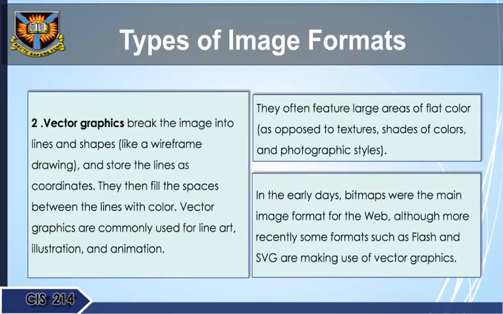Two, vector graphics. Break the image into lines and shapes like a wireframe drawing and store the lines as coordinates. They then fill the spaces between the lines with color. Vector graphics are commonly used for line art, illustration, and animation. They often feature large areas of flat color as opposed to textures, shades of color, and photographic styles. In the early days, bitmaps were the main image format for the web, although more recently, some formats such as Flash and SVG are making use of vector graphics.